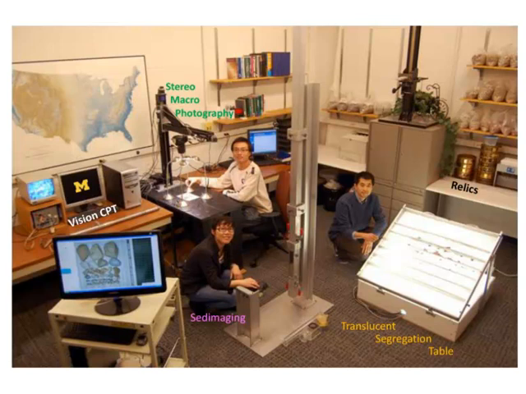On the far right is Dr. Hyun-Suk Ohm from Samsung Corporation in Seoul, Korea now, and he's adjacent to our translucent segregation table. In the forefront is Ji Zhu from Tongji University modeling our sedimaging device. And in the background is Dr. Junsheng Zhang, who is, as of last month, an assistant professor at Iowa State University. He's at our stereo macro photography system.